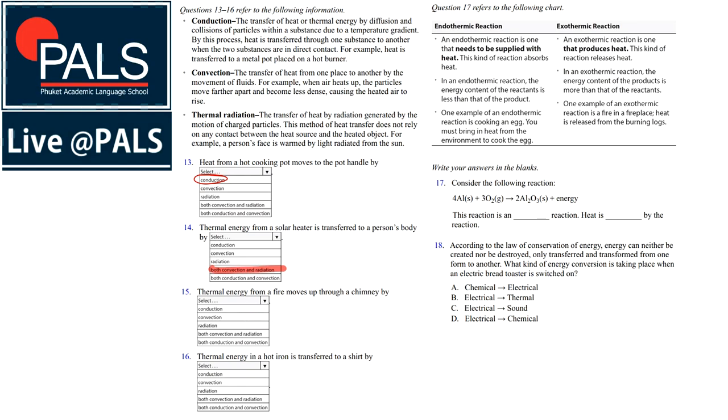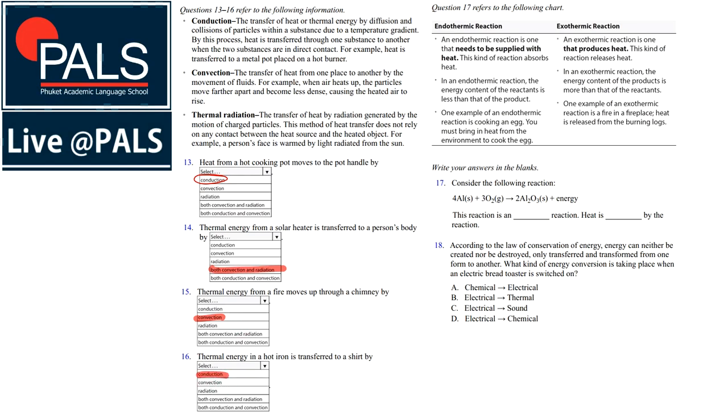Thermal energy from a fire moves up through a chimney by, because it's moving up, I guess convection in this case. It could be convection and radiation as well. But we already had that, so I guess it should be convection. Thermal energy in a hot iron is transferred to a shirt by, that should be conduction, again, direct contact.